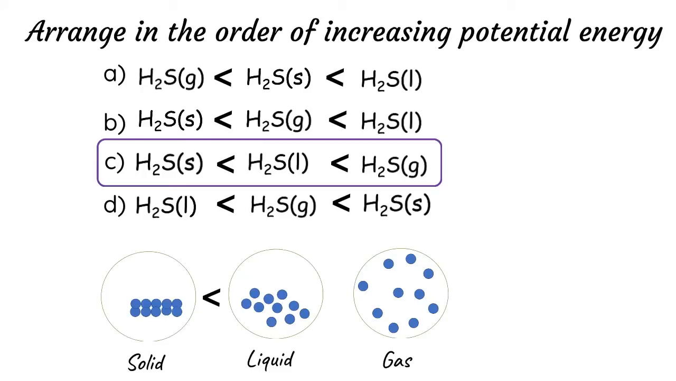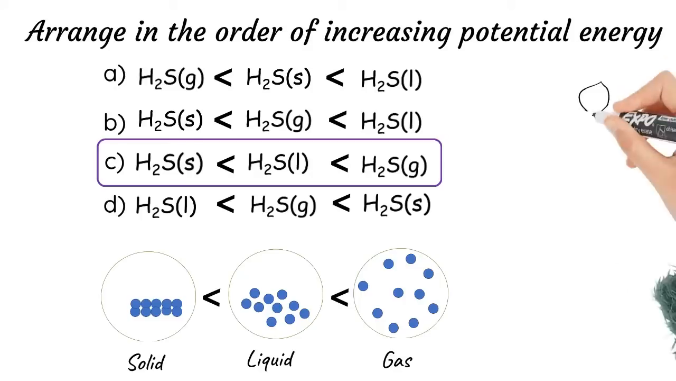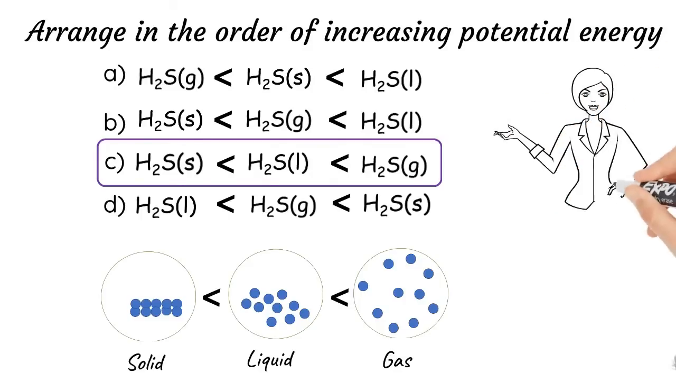The liquid phase will be between solid and gases when it comes to potential energy. Because the particles are farthest away from each other in the gas phase, the interactions between the particles are weakest in the gas phase. Therefore, the gas phase has the highest potential energy.